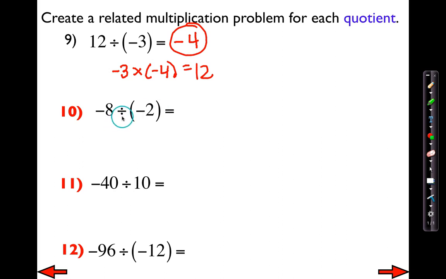Same here. Let's see. Negative 8 divided by negative 2 is what? What times negative 2 gives me negative 8? Well, I want it to remain negative, so I'm going to multiply by a 4. But let me prove it. Negative 2 times 4 does give me negative 8. So I'm positive my quotient is 4. So now at this point, go ahead and pause the video and try numbers 11 and 12 by yourself.